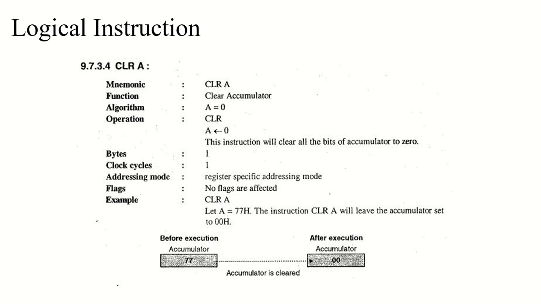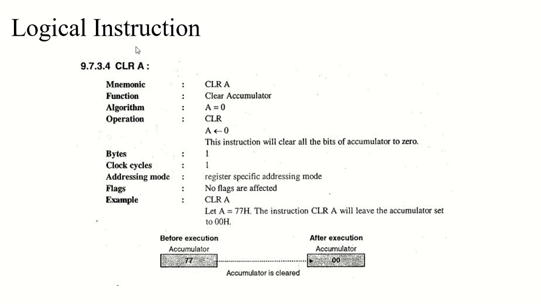So basically it means the instruction will clear all the bits of the accumulator to 0, and this instruction uses a single byte, a single clock cycle, and the register addressing mode without affecting any flags. So let's say I have 77H in the accumulator previously, and when I execute CLR A, the instruction will clear 77 from the accumulator, and we will be left with 00 in the accumulator.